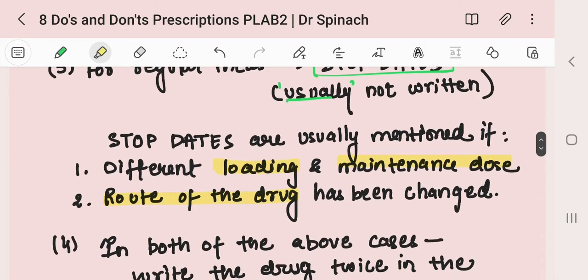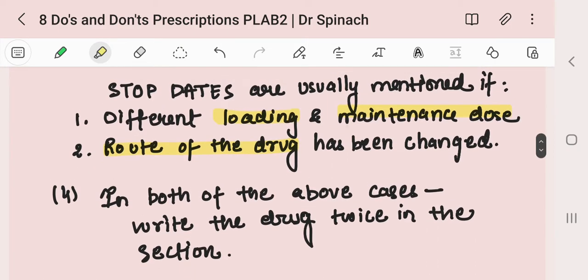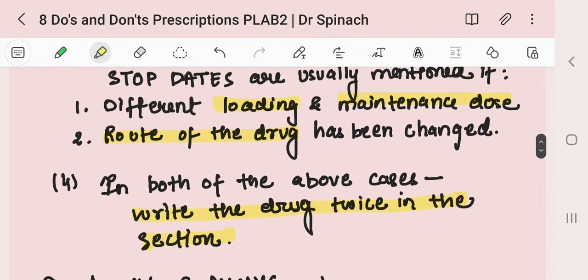And so very related to this is, in both of the above cases, that means loading, maintenance, if the route of the drug is changed, you have to write the drug twice in the section. So what do I mean by that? You have to write the drug twice in the section.